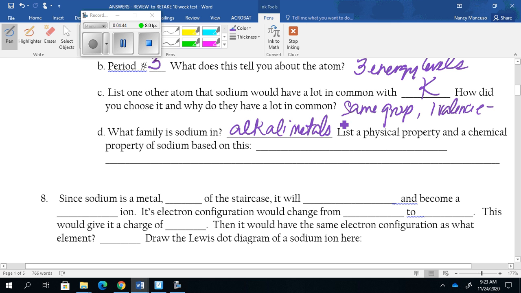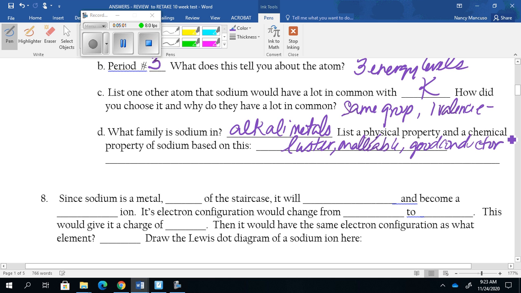List a physical property and a chemical property sodium has based on this. All right, so a physical property would be that it has luster and that it is malleable and that it is a good conductor.